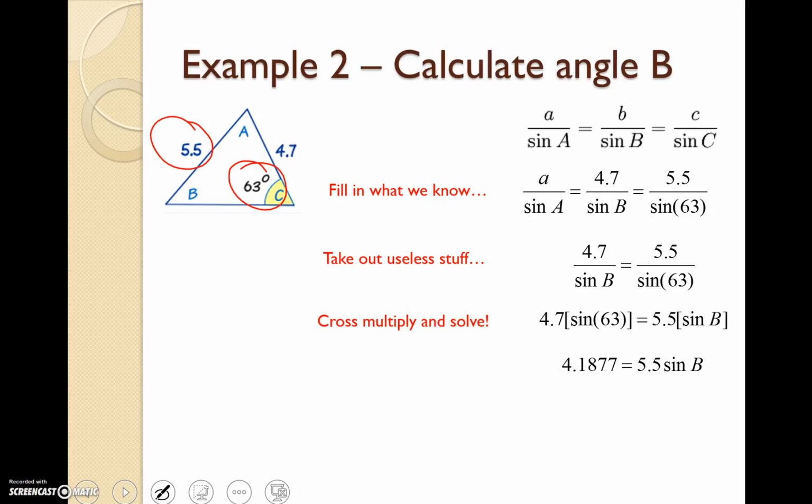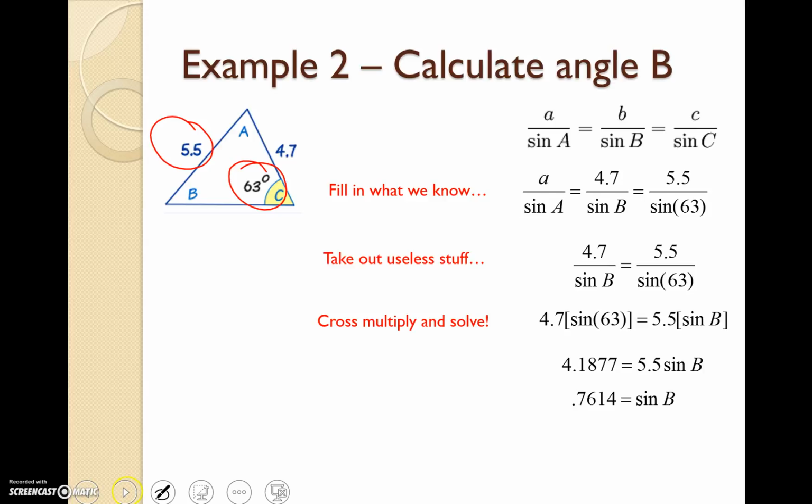When I multiply and divide, I end up with the answer of 0.7614. Okay, so this is not the angle measure. This is sine of B equals 0.7614. So let's think back a couple of sections ago. When we're solving for the angle, we have to do the inverse. So if you're ever calculating an angle and you're not doing an inverse, you've done something wrong.